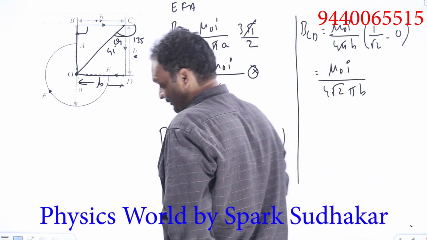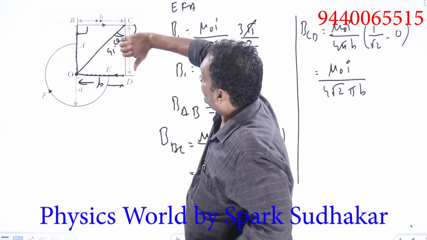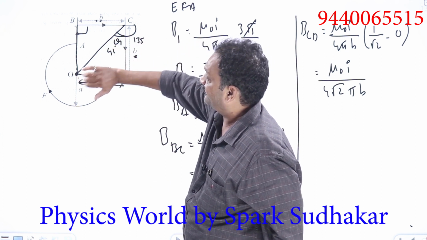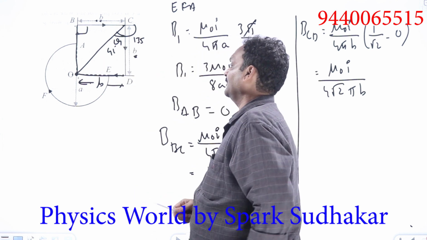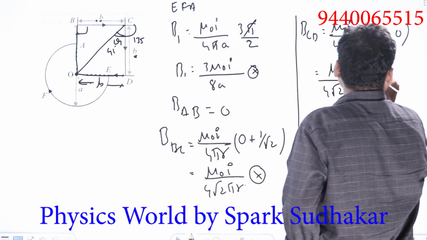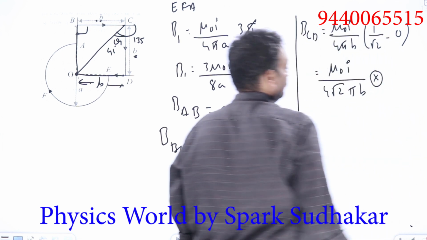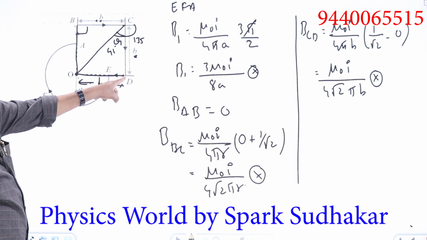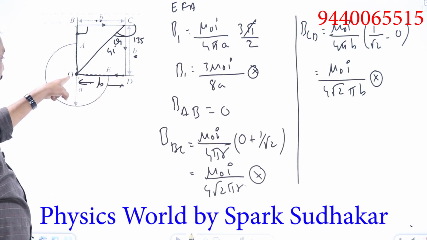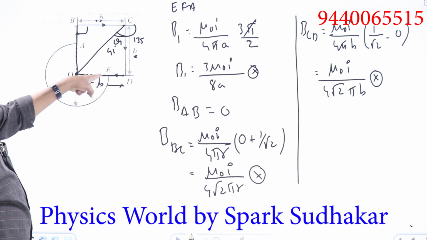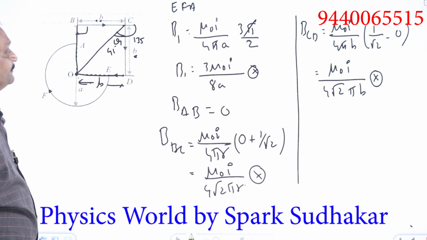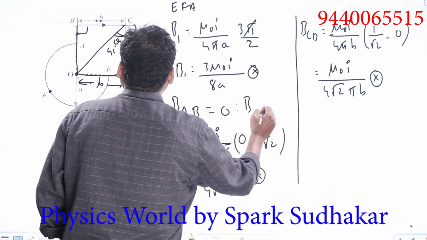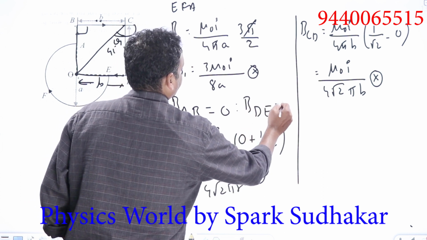What is the direction of the magnetic field due to the segment CD? Again, put your thumb in the direction of the current, and the four fingers will give you the direction of the magnetic field. This means it is also pointing into the board only. So I'll indicate the direction of the magnetic field as perpendicular to the board and into the board, like this. So B_CD is there. Next, the field due to this DE. It is in the direction of the current only, so the field due to DE will be equal to 0.